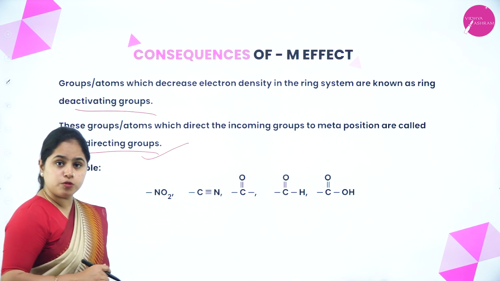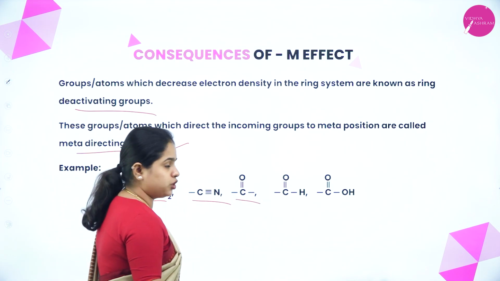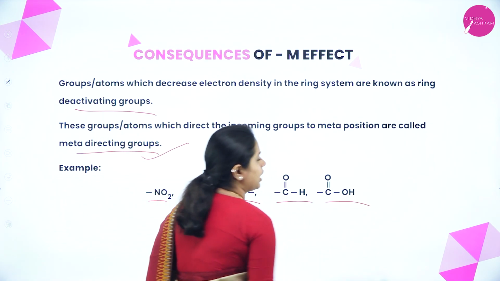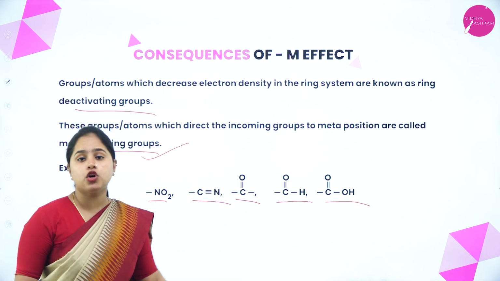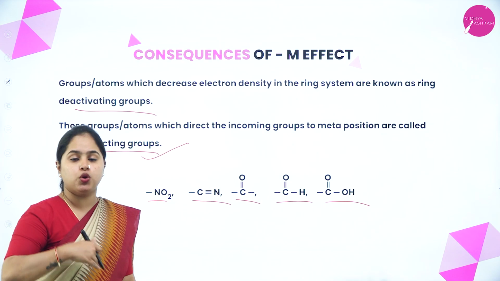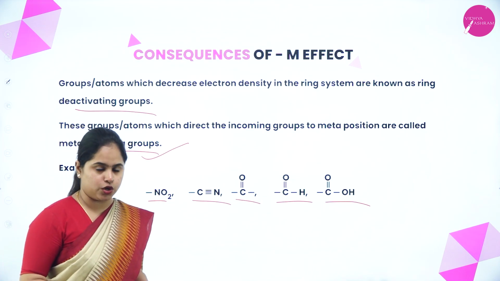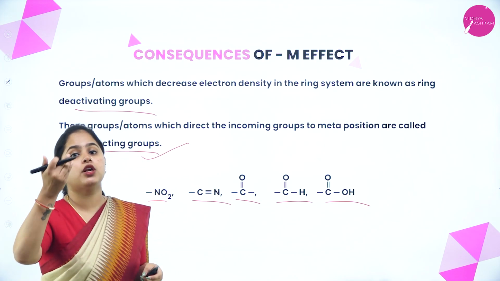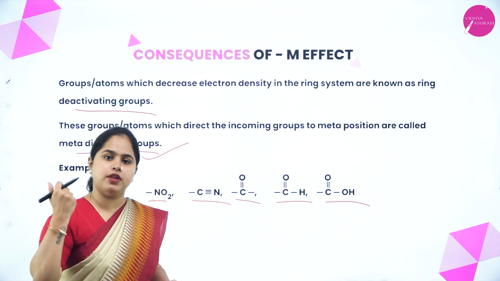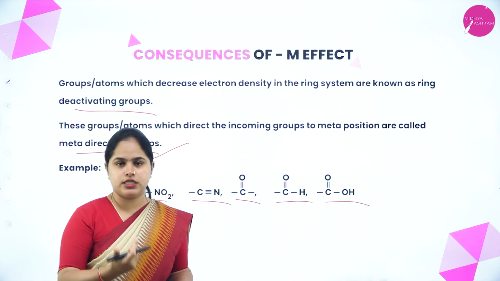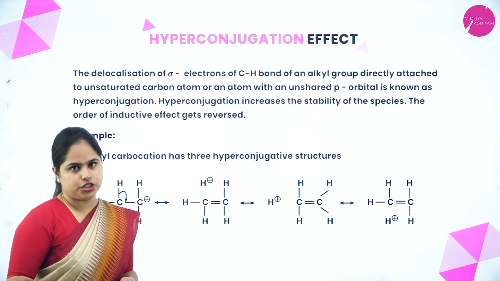And a few groups which show this are nitro group, CN, CO, ketone, then aldehyde and carboxylic acid groups. Right. So all these are electron withdrawing groups, and the ones which show plus R effect are electron donating or electron releasing groups. Why? Because the electrons are being donated to the carbon atom. In these groups, the electrons are taken from the carbon atom. That is the conjugated system.